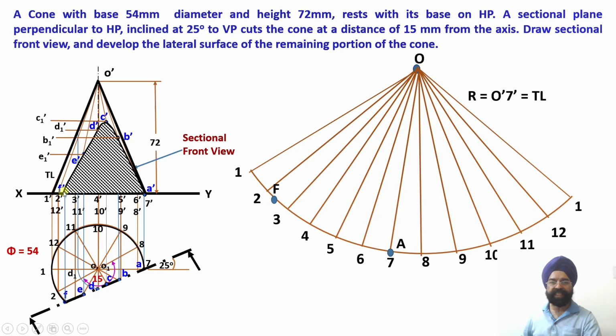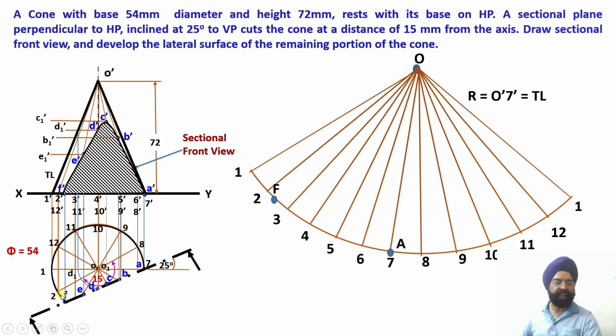How do we locate this distance? Please check. I will have to move on to the plan. Once I move to the plan, this was the sector 2 to 3. I am going to measure the linear distance between 2 and F. Measure the linear distance from 2 towards 3, and this will be the distance 2 to F.